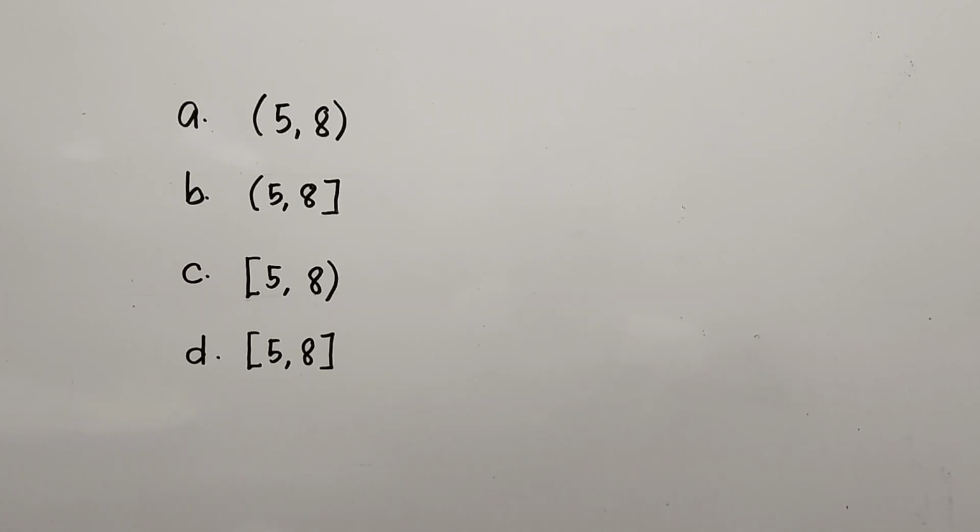So what are these numbers? In that set, we can have 5.1, 5.2, 5.3, and so on until 7.99999. But 8 is not part of the set. For the second set, that is the set of all the numbers from 5 to 8, where 5 is not included but 8 is included in the set. For our third set, the set of all numbers from 5 to 8, where 5 is included but 8 is not included. And for the last set, the set of all the numbers from 5 to 8, where 5 and 8 are included in that set.